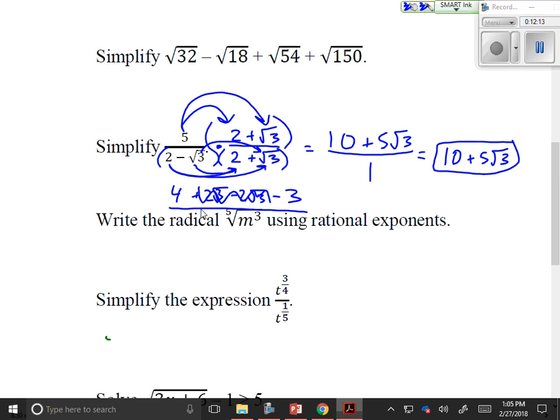Next one says to use rational exponents, exponential form. The index is the denominator, so the 5 goes down here. The exponent on the m is the numerator. And since the numerator is smaller than the denominator, I can stop.